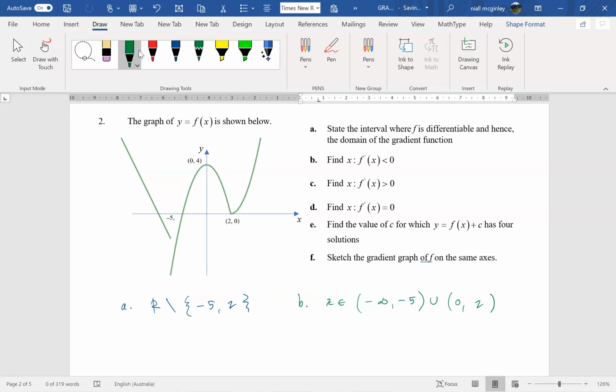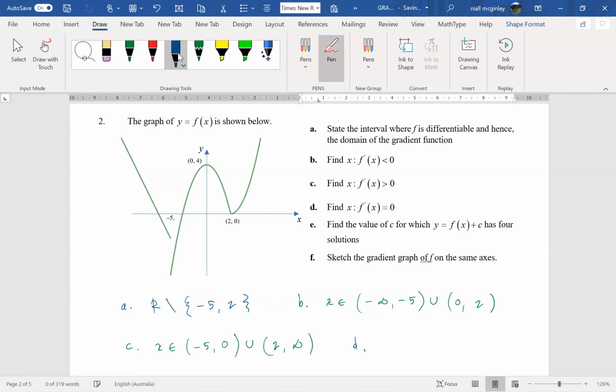because there is no gradient there. So if we look at C here, where the gradient's positive, obviously this section here is going to be a positive gradient. So it's going to be from -5 up until 0 here, and we do not include 0 because we know that there's a 0 gradient there. Or this section here at 2, but because there's no gradient at 2, we certainly don't include that. And then going up to infinity.